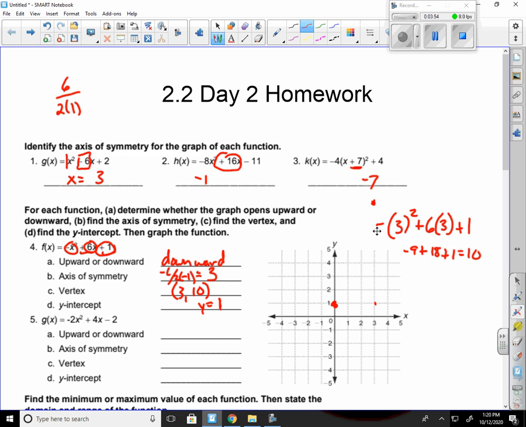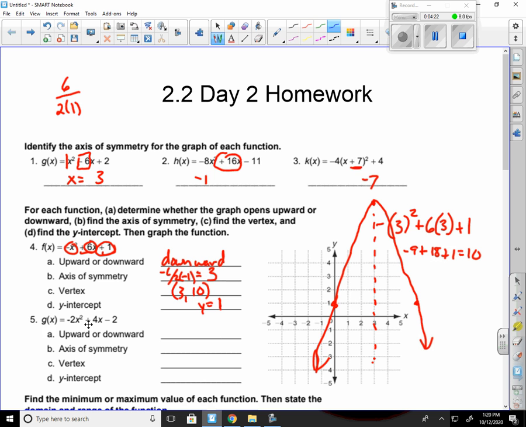Now, since this is my axis of symmetry, to get to 1, I would have to go left 3. So to find my other point, just another point to graph this, I would go over 3 to 6. And that's what my parabola is going to look like. All right, on to the next one.